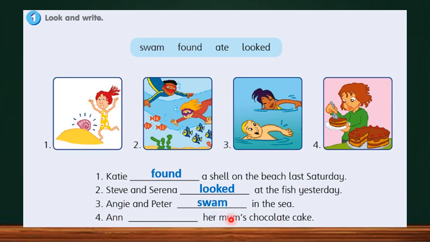Question 4. Anne, her mom's chocolate cake. Look at picture 4. What did she do? She ate her mom's chocolate cake. Do you get all the answers correct? Well done.